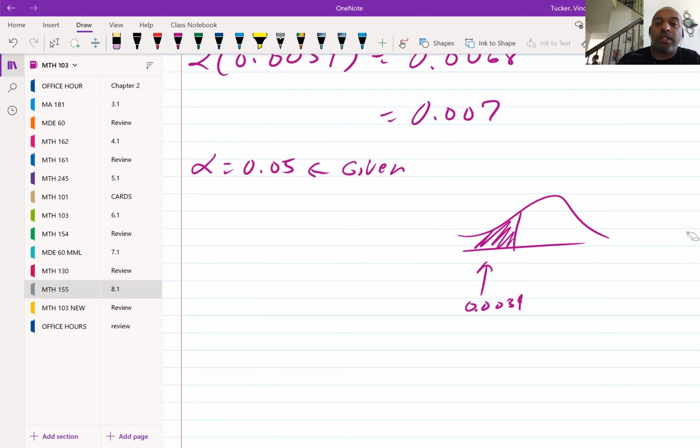All right. So going back to our hypothesis steps, if you go back down, it says that the p-value being less than alpha is when you reject the null hypothesis.